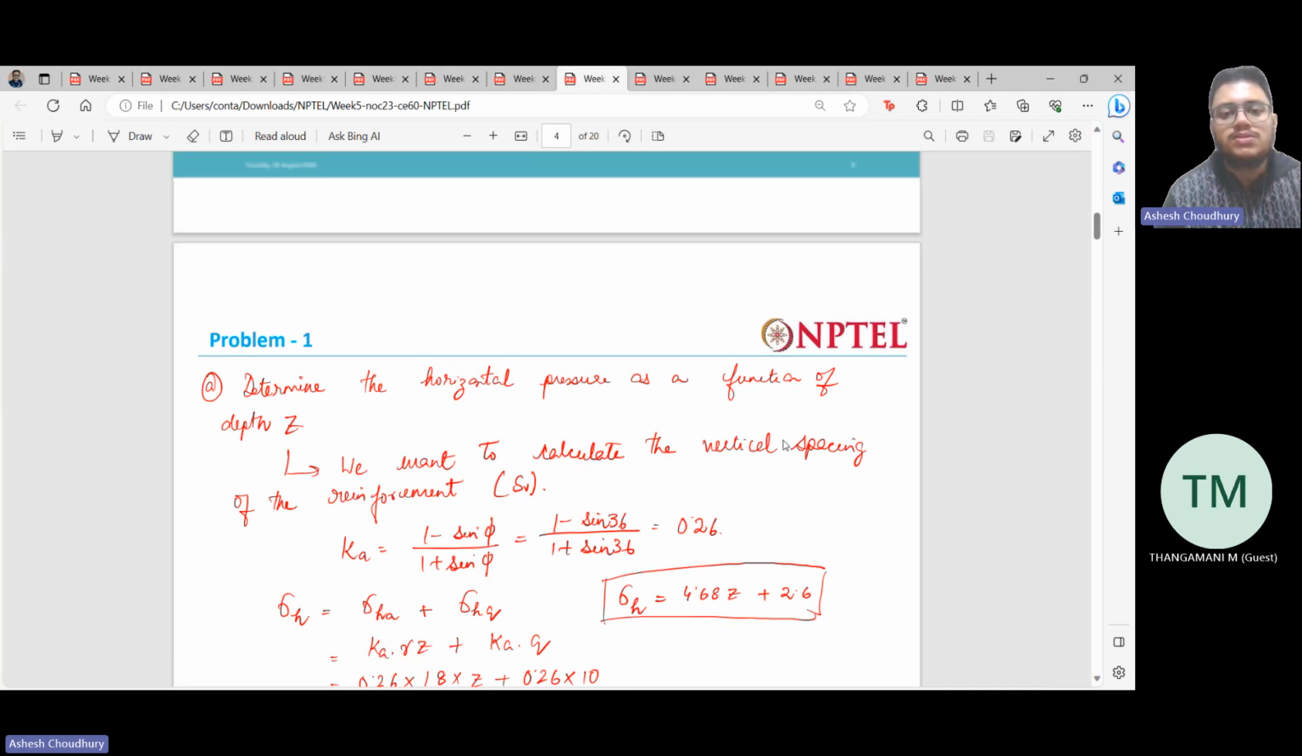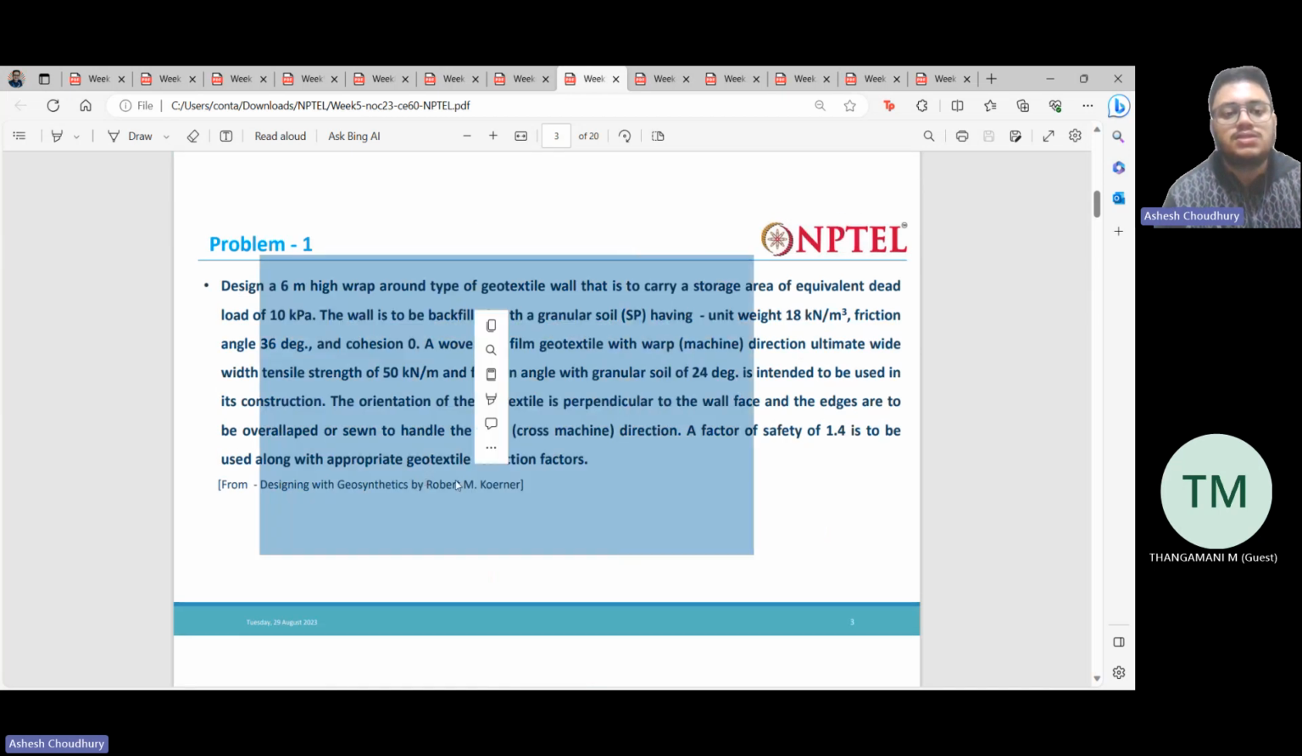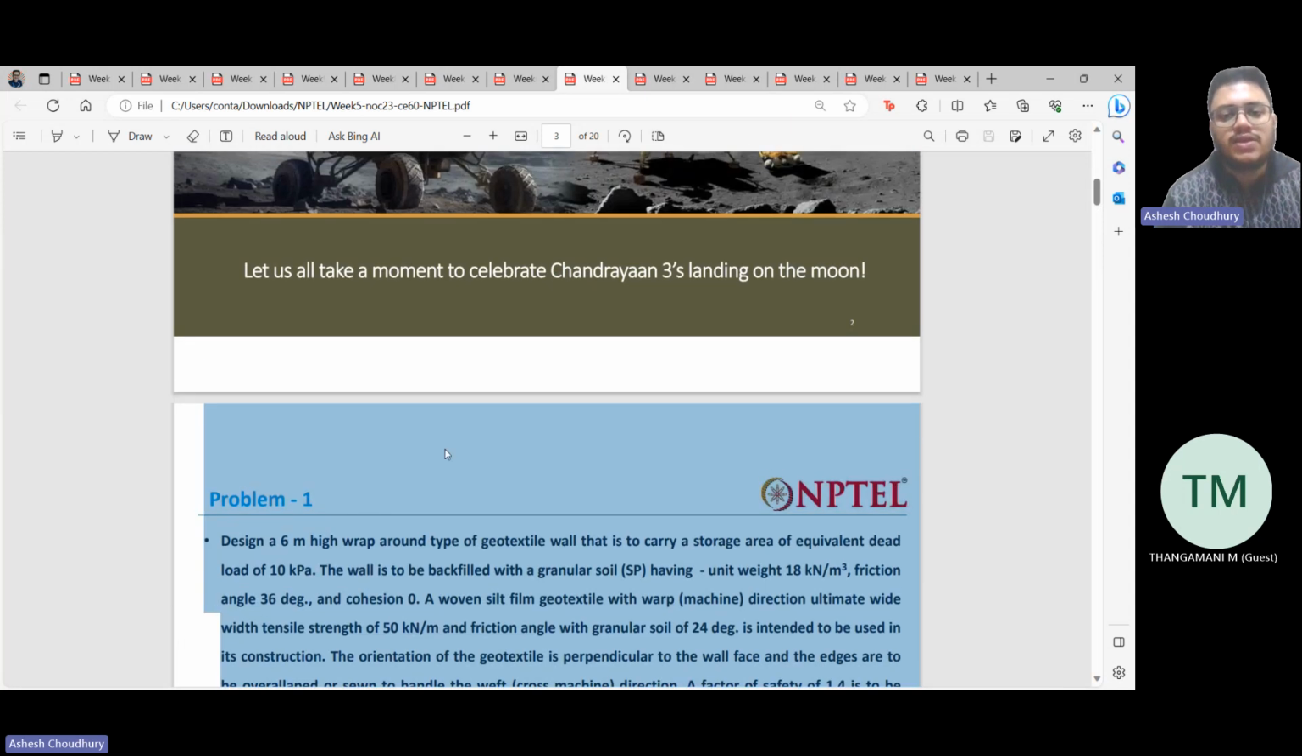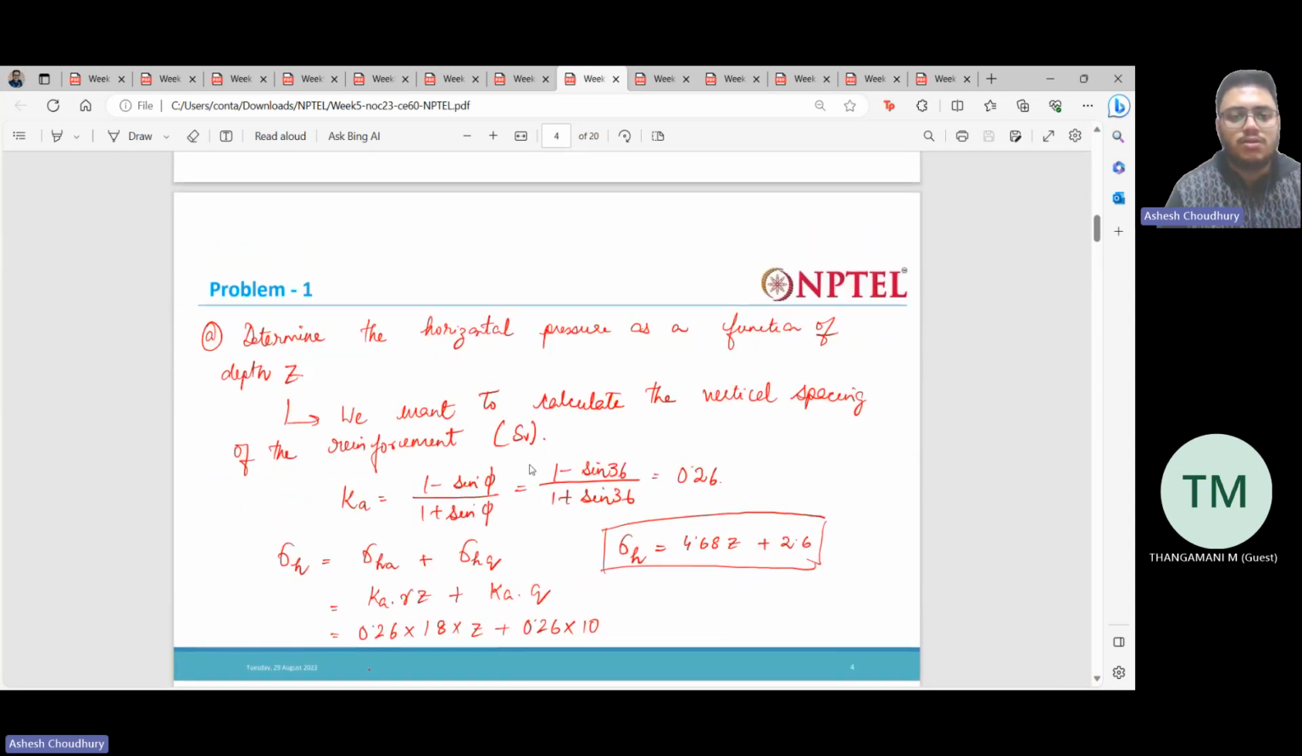The problems that we solved were taken from the Designing with Geosynthetics book. There they did not consider the seismic forces and everything. But in the main classes, the problems that were solved considered this. So in the exam, questions might be there where we also have to consider the seismic force. You can consider these questions as very basic, easy, normal problems.